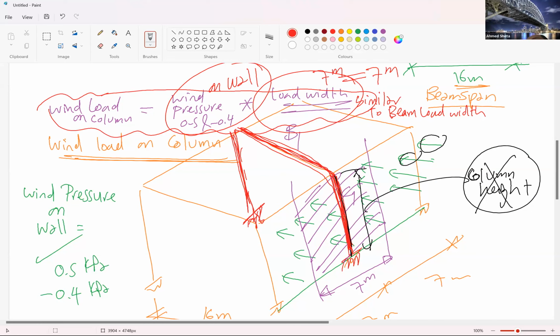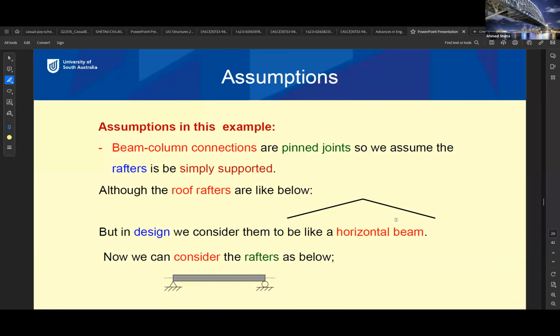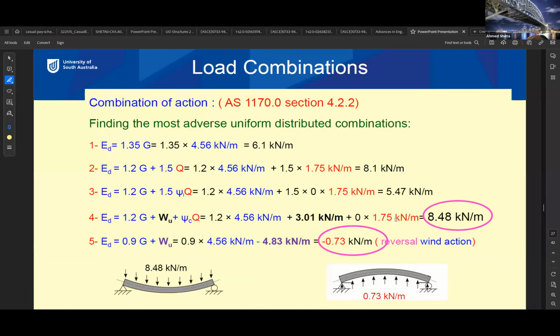So that's it for the loads. The next step in the example is the load combination. How can we get the load combination? How many load combinations do we have? 5 for beam 1. Why do we have 5 for B1? Because B1 is a roof beam, so B1 has wind load, dead load and live load, right?